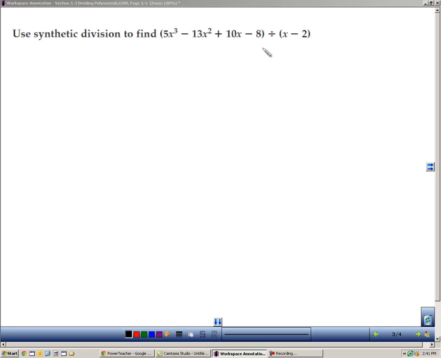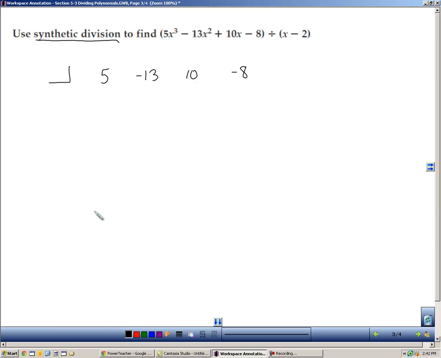Another method you can use to divide polynomials is called synthetic division. I'm going to show you how to do that. You're first going to take the dividend, the thing you're dividing into, and write down the coefficients in descending order. So I'm going to use 5, negative 13, 10, and negative 8. If any of those were missing, then you would put a 0 in place, but we have them all in descending order.